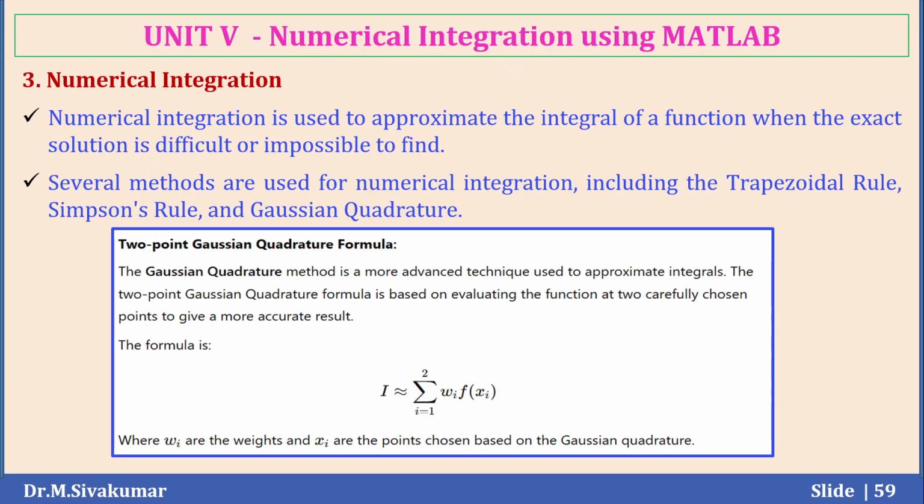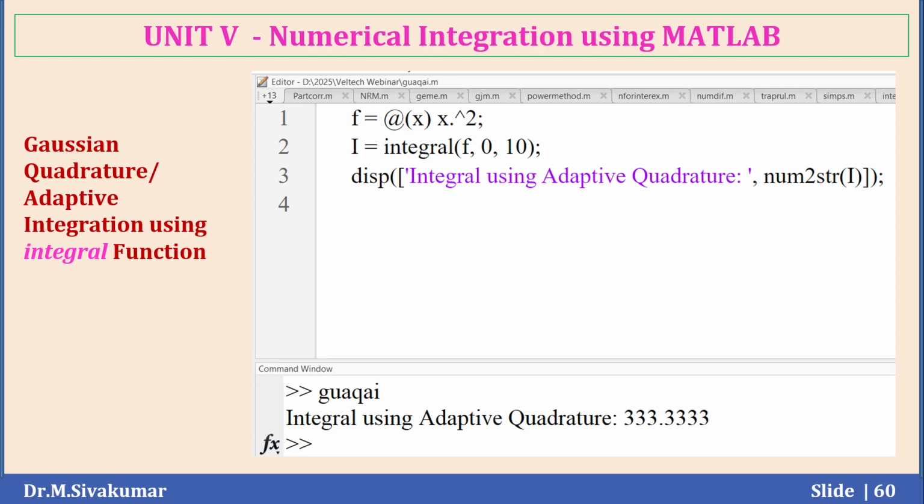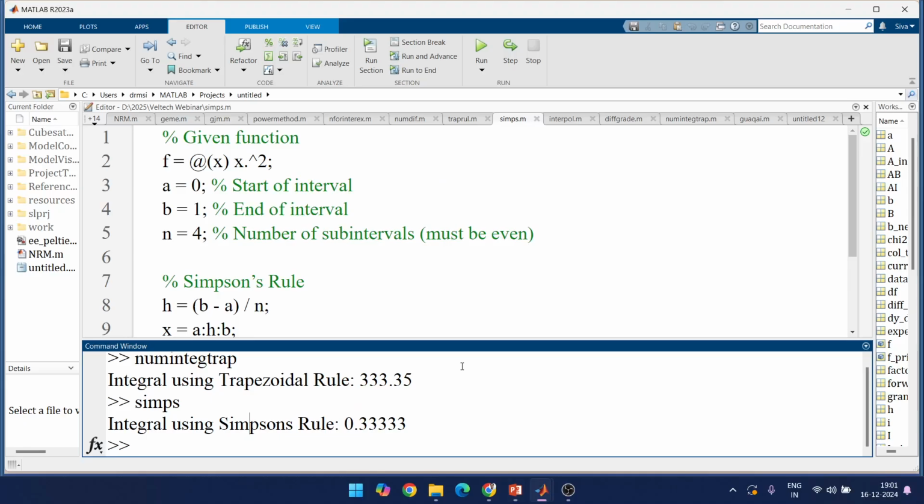Another method, the third method in numerical integration, is the 2-point Gaussian quadrature formula. This method is a more advanced technique used to solve approximate integrals. The 2-point Gaussian quadrature formula is based on evaluating the function at two carefully chosen points to give a more accurate result by using the formula. Let us see a simple Gaussian quadrature adaptive integration using the MATLAB inbuilt integral function.